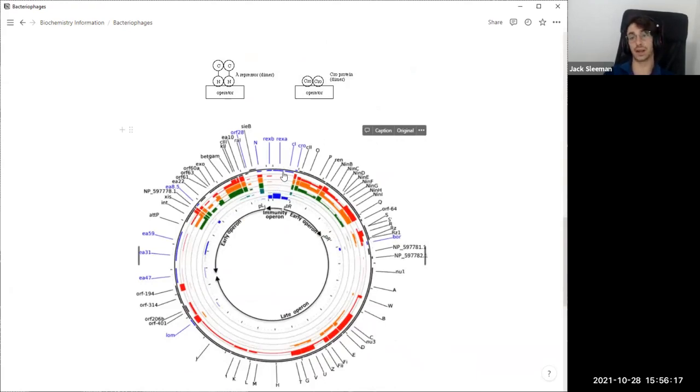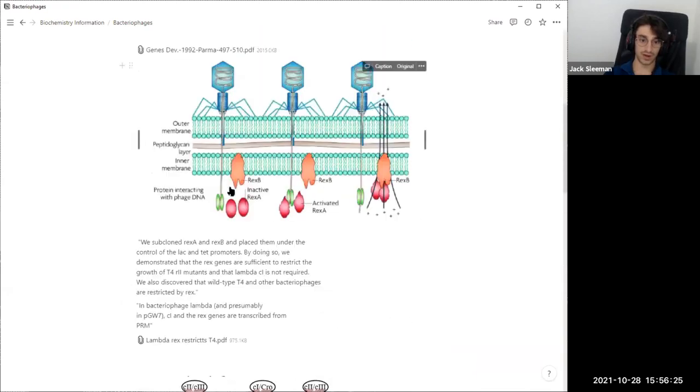They're genes that also promote lysogeny, right? And so if you go up here, this is Rex B, this is Rex A. What they do is they interact with each other, and then it causes this depolarization right here of the membrane of the bacteria. And this depolarization will sometimes kill the cell and stuff like that.